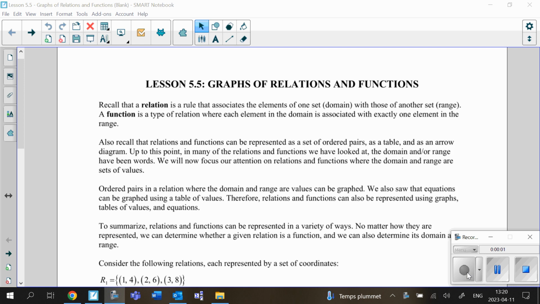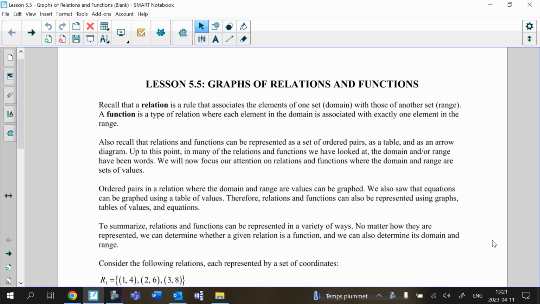Graphs and functions, okay? You guys know what relations are. You know whether a relation is a function or not. That question was quite good on the test, but I'll leave it at that because not everybody's written it yet.